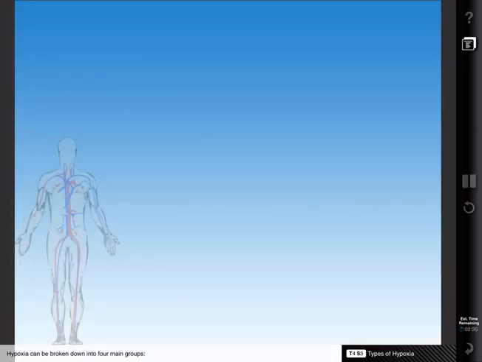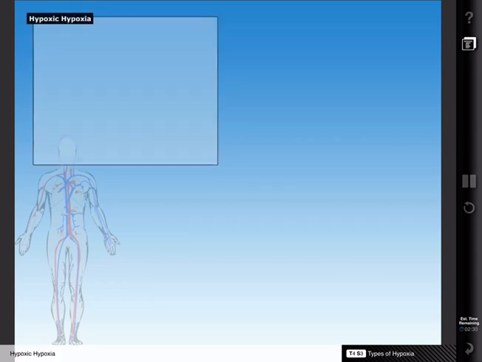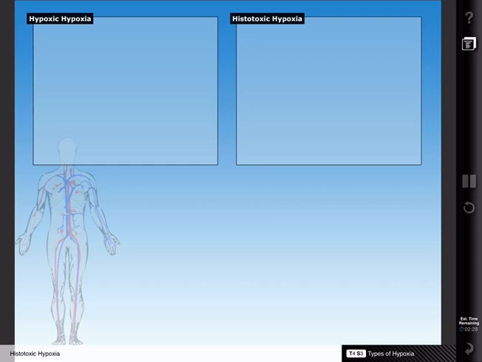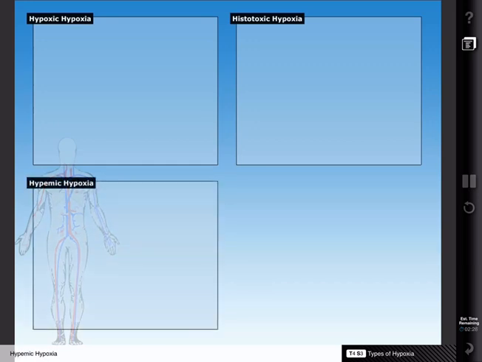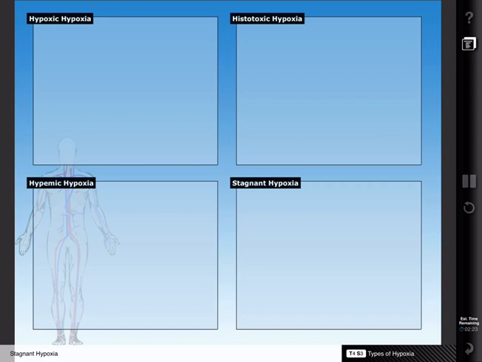Hypoxia can be broken down into four main groups: hypoxic hypoxia, histotoxic hypoxia, hypemic hypoxia, and stagnant hypoxia.